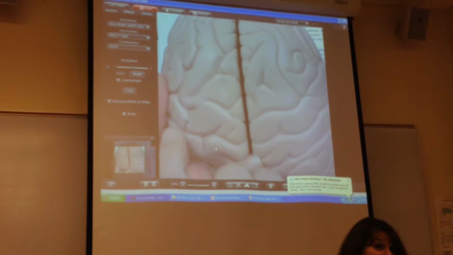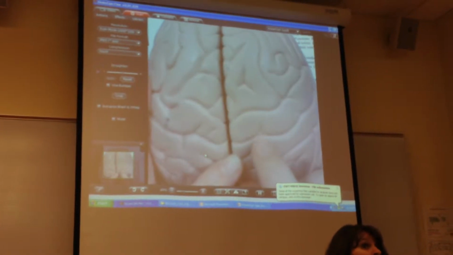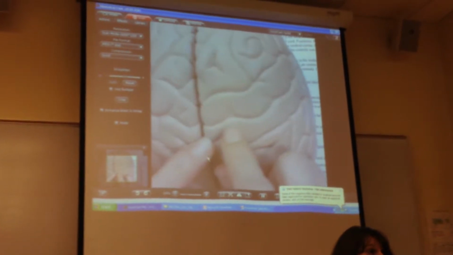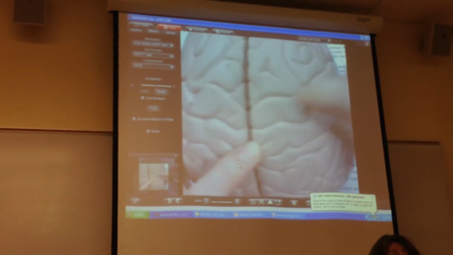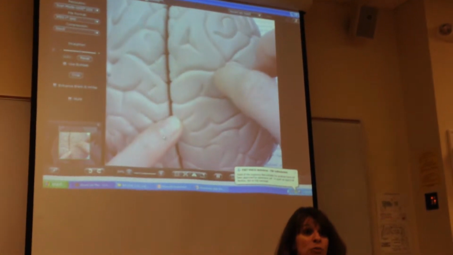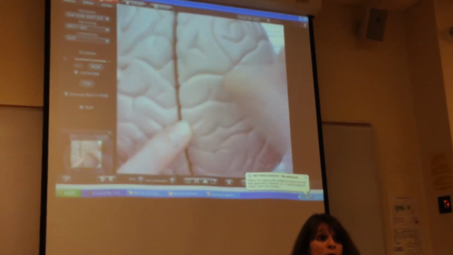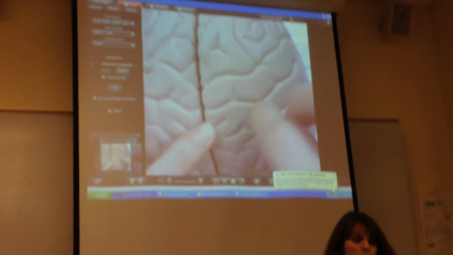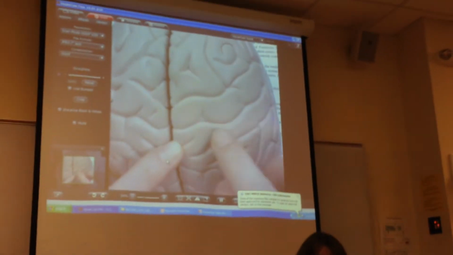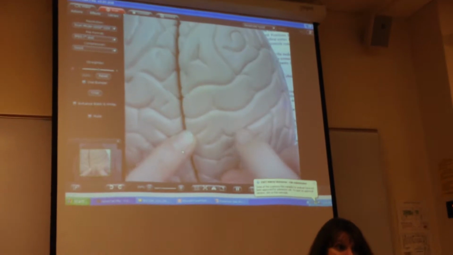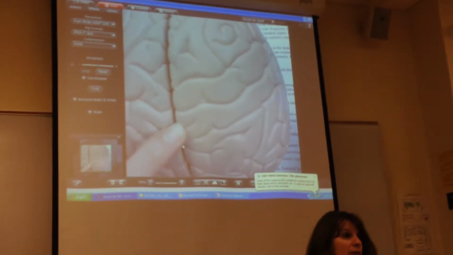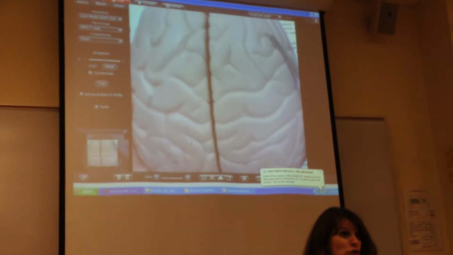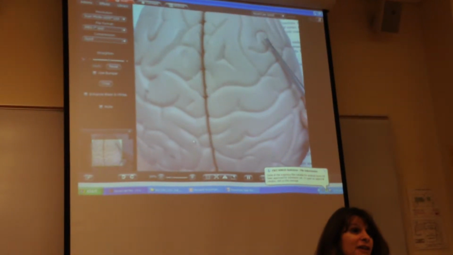So make a note to yourself: I need to look at the post and precentral gyri. The precentral was the motor cortex, right? This is where we were sending motor commands. And this one was where we were receiving sensory information. That's in Module 6.2.